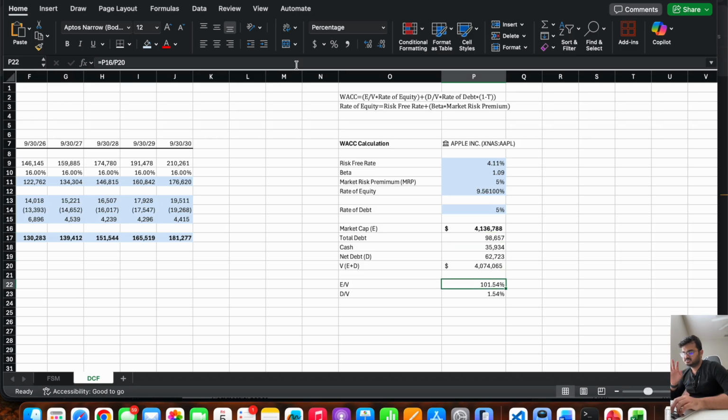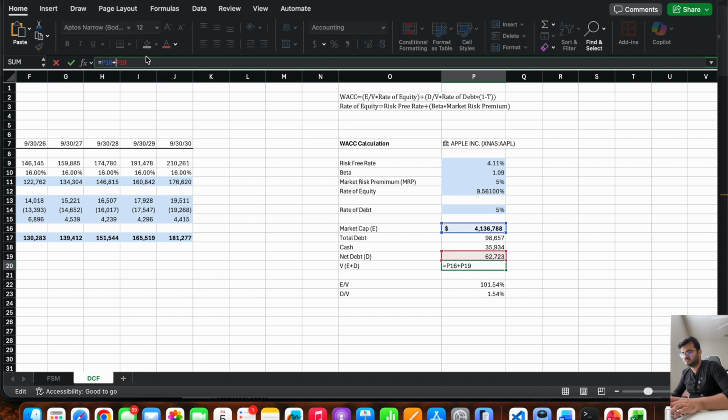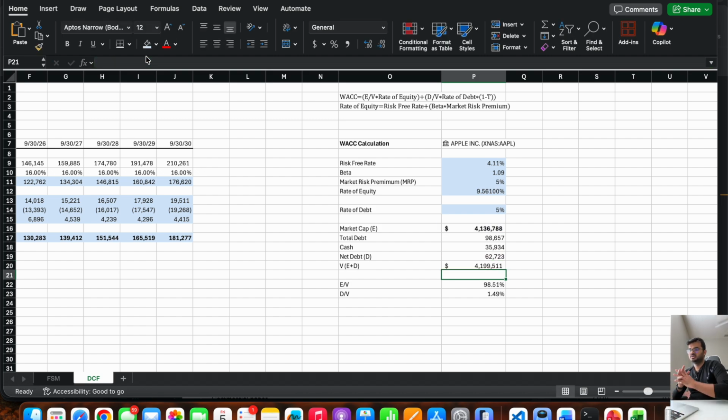Now these two numbers make sense. No, I think I still have some issue. Oh, okay. I think this should be plus. Okay. Now this looks fair enough.